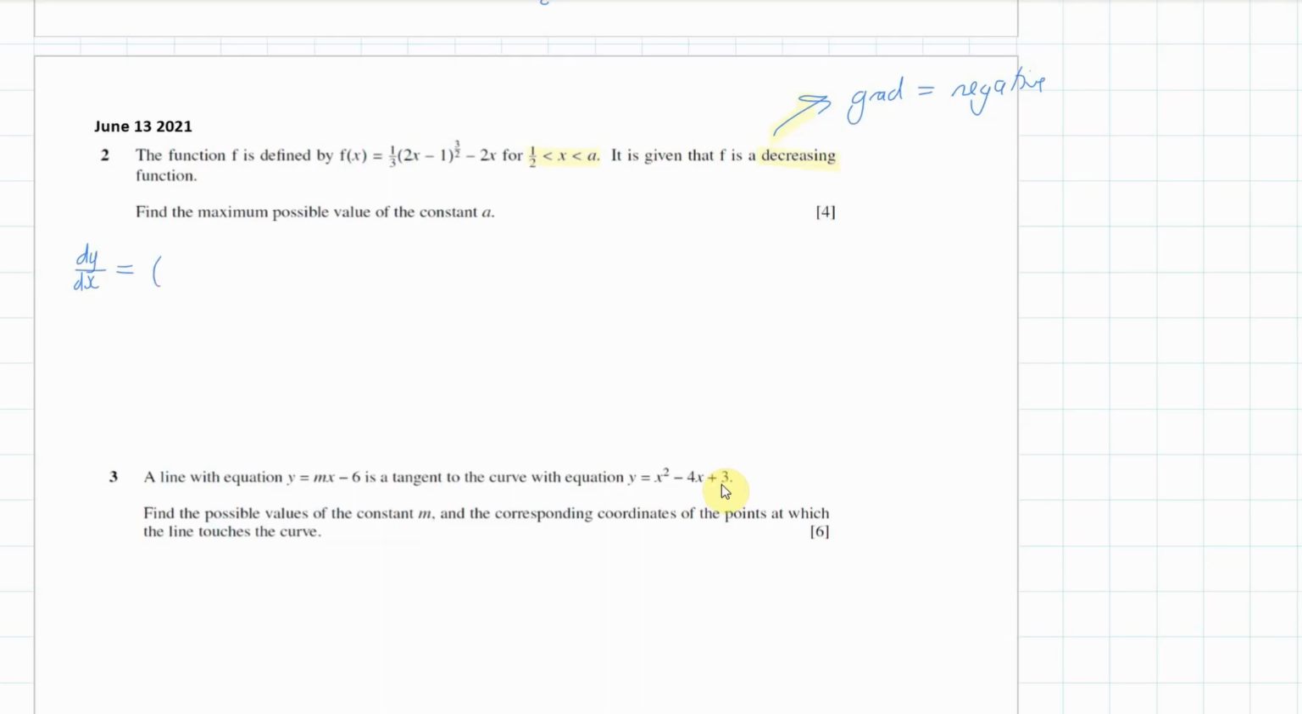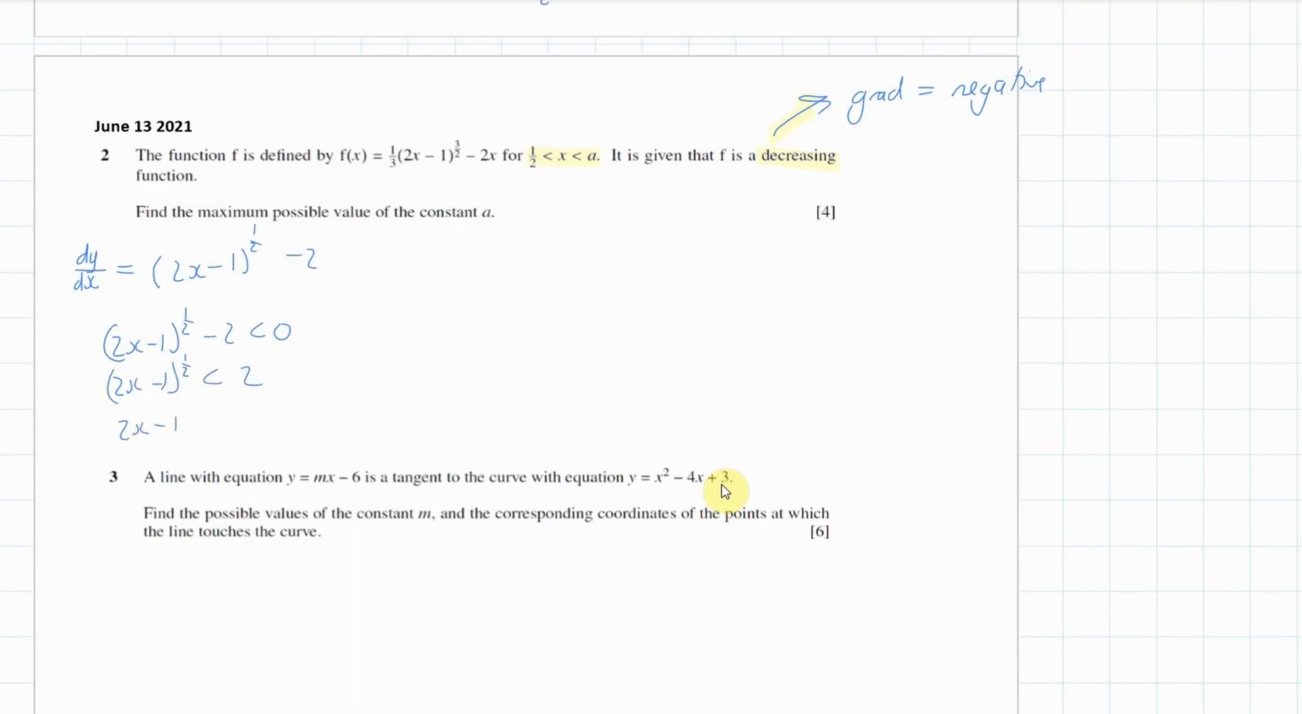That'll just give us a 1 outside, and we get 2x. I feel like I've done this in a recent video anyway. And that'll be to the power of 1/2 and then minus 2. And if it's a decreasing function, that means the gradient is less than 0. And so we go like this. Yeah, I definitely have done this recently.